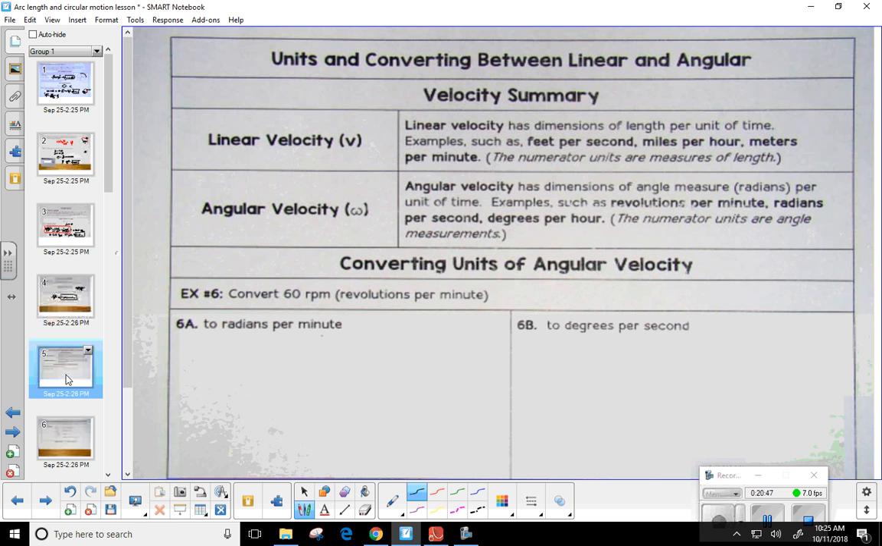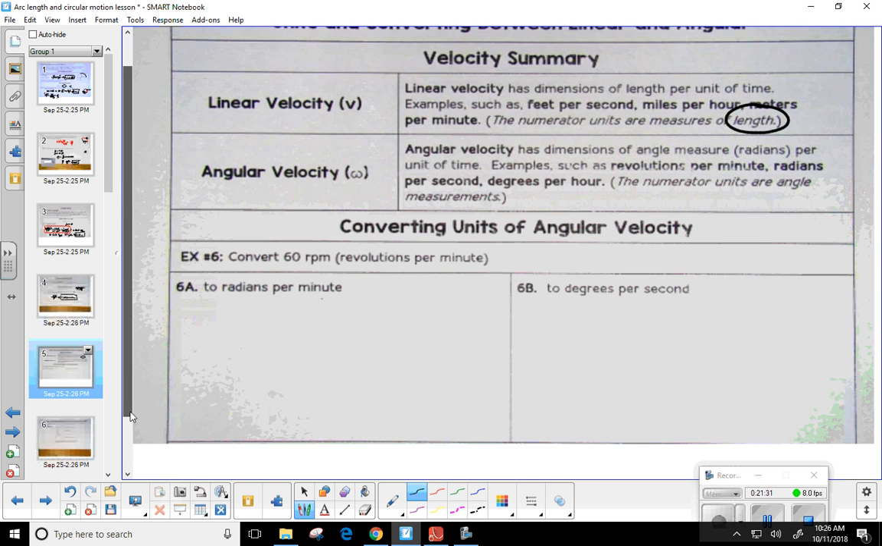So linear velocity, remember that's represented by v. That's our variable. It has dimensions of length per unit of time, so feet per second, miles per hour, meters per minute. The numerator units are measured in length. But angular velocity, we have this Greek letter omega, that curvy W, always has measures in radians per time, which I just talked about. So revolutions per minute, radians per second, even degrees can be used because that's still a measure of how fast the angle is changing. We can just simply change degrees to what? Radians. Yeah, we know the conversion, so that's pretty easy. The numerator units are angle measurements.